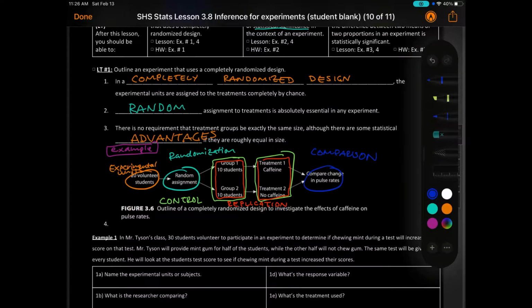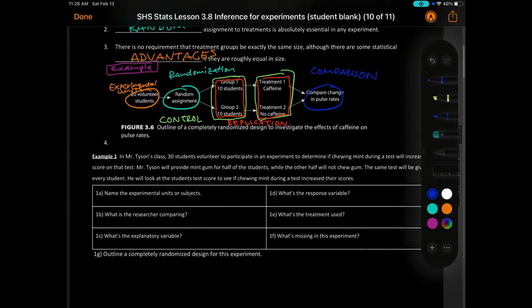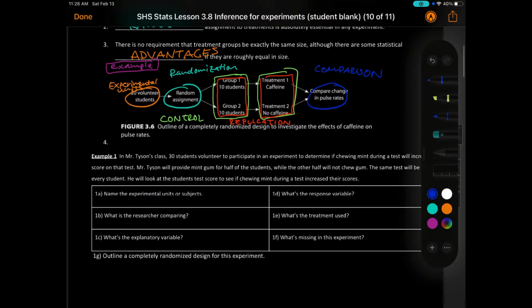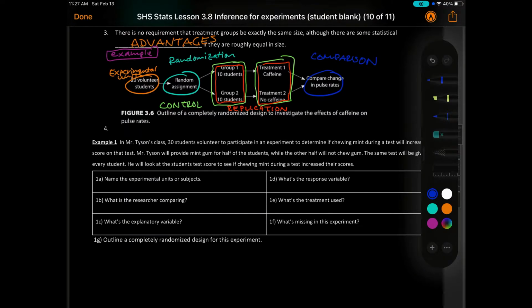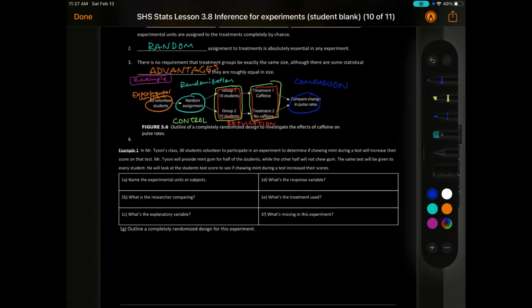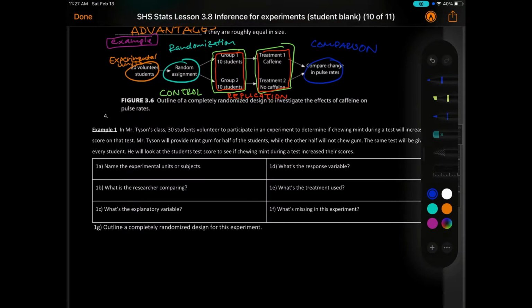Okay. All right, let's go down to our first example here. To mint or not to mint. In Mr. Tyson's class, 30 students volunteered to participate in an experiment to determine if chewing mint during a test will increase their score on that test. Mr. Tyson will provide mint gum for half the students, while the other half will not chew gum. The same test will be given to every student. He will look at the test scores to see if chewing mint during a test increased their scores.